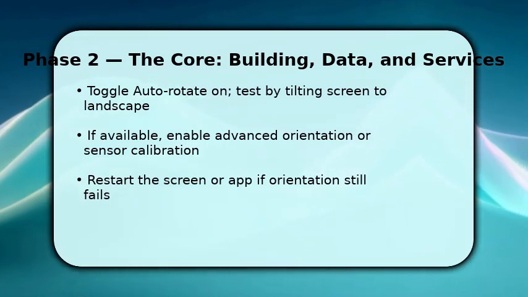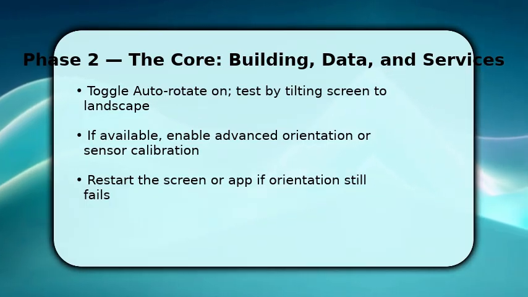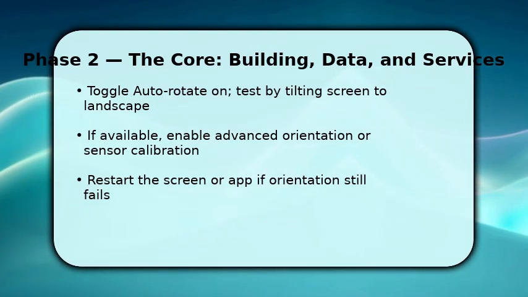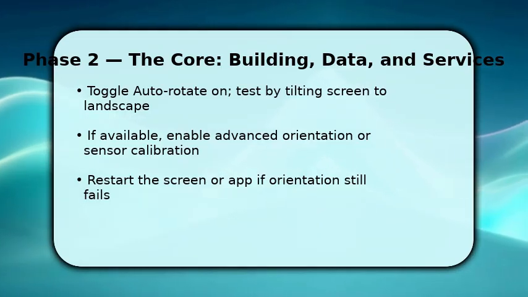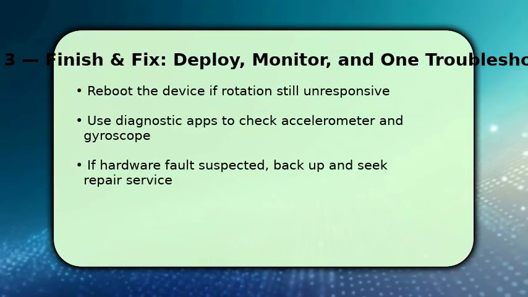Once done, make sure specific apps aren't forcing portrait mode. Close and reopen the app you're testing. If an app has its own rotation option, toggle it so the system setting can take precedence. This avoids conflicting. You finish by performing a full reboot if rotation remains unresponsive.